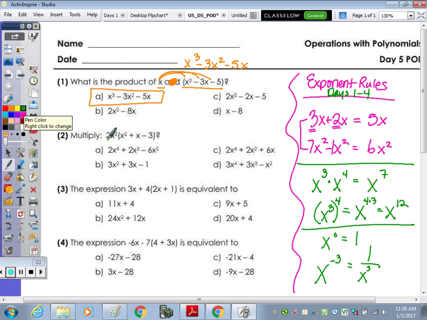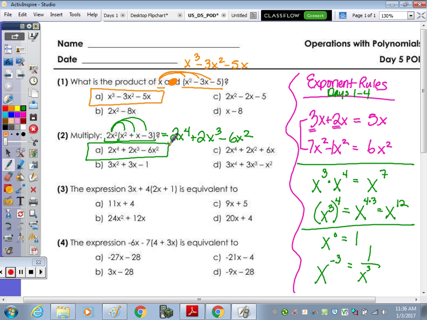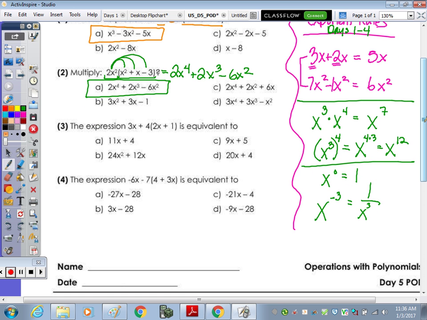So now in number 2, once again, we're going to take a monomial and multiply it by a trinomial. So 2x squared times x squared would be 2x to the fourth. 2x times x is 2x cubed, and 2x times negative 3 is negative 6x squared, which is answer choice A again. In number 3, we have multiplication and addition.